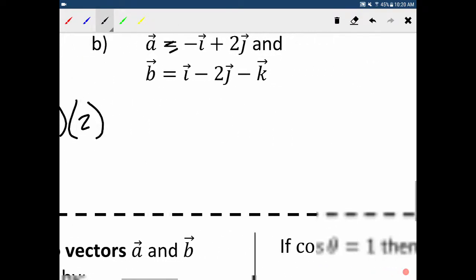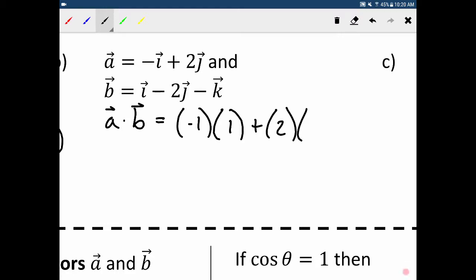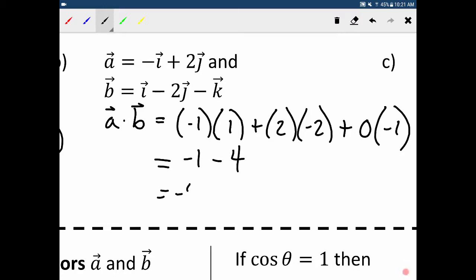All right, for this one here, A dot B. So this time I've written it with these unit vectors, and it doesn't make a difference. Remember, you're just looking at the coefficients. Okay, so we've got negative 1 times positive 1. Those are the coefficients of the i's, plus coefficients of the j's. We got 2 times negative 2, plus, and then we've got 0 times negative 1. Okay, so we're left with negative 1 minus 4. So minus 5.